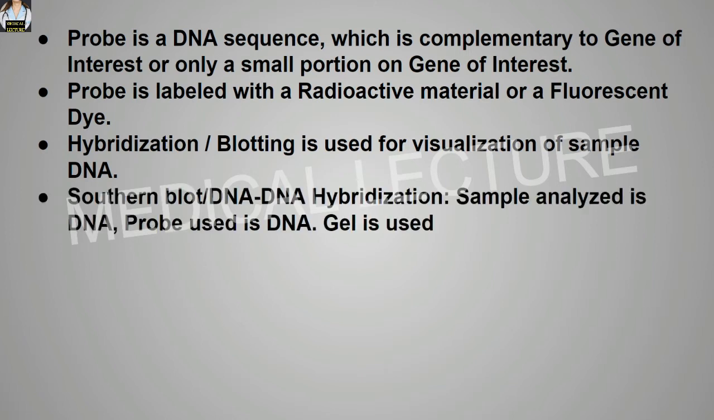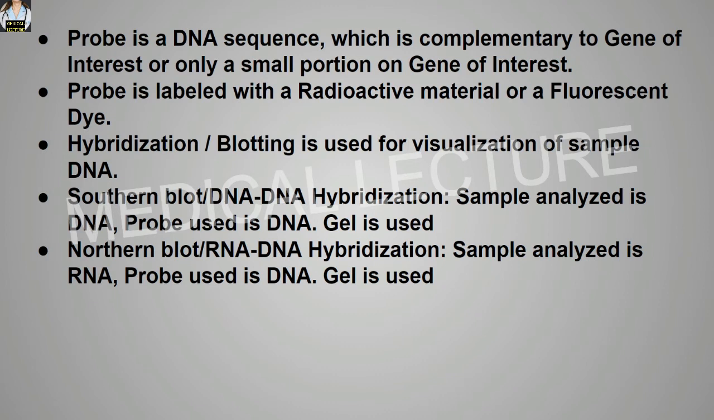Now the blotting techniques. First of all we have the Southern blot. Southern blotting is a technique for detecting specific DNA fragments in a complex mixture. Here the sample analyzed is DNA, the probe used is also DNA, and the gel is also used. Next is the Northern blot. Northern blotting is used for detection of RNA fragments instead of DNA fragments. The sample analyzed is RNA instead of DNA. The probe used is DNA and gel is also used.